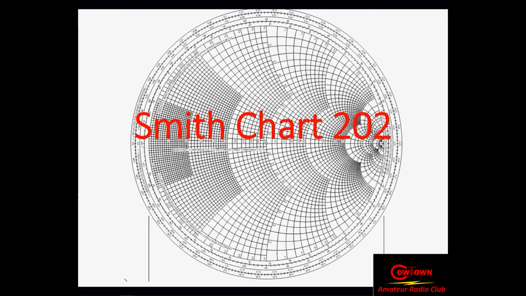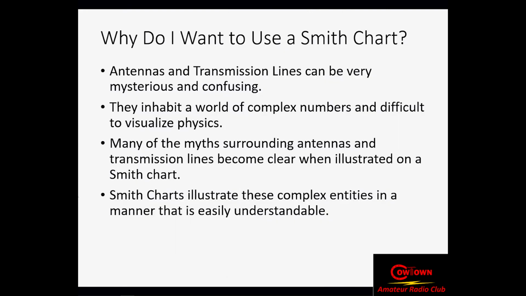So it's been a while since we did Smith Chart 101, so I'm going to do a little bit of review. So why do I want to use the Smith chart? Because antennas are confusing and they're bloody magic, and explaining them is difficult. What we're going to look at today is a lot easier done in the software, and I'll show you the software at the end of this.